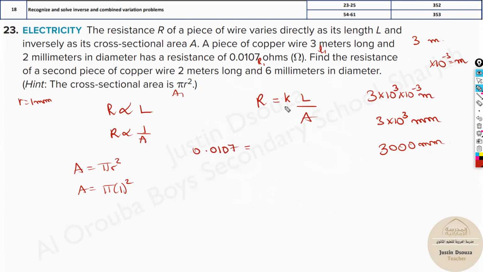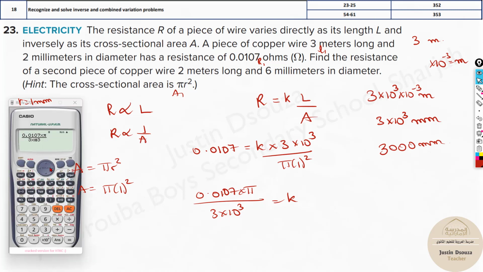0.0107, that is equal to K, that is unknown, times 3 into 10 to the power 3 divided by the area, which is pi into 1 square. So that will be just pi. Let's take everything to the other side and solve. It will be 0.0107 times pi divided by 3 into 10 to the power 3. That is the K value. All you need to do is put it in the calculator and solve. I've just typed it as it is.